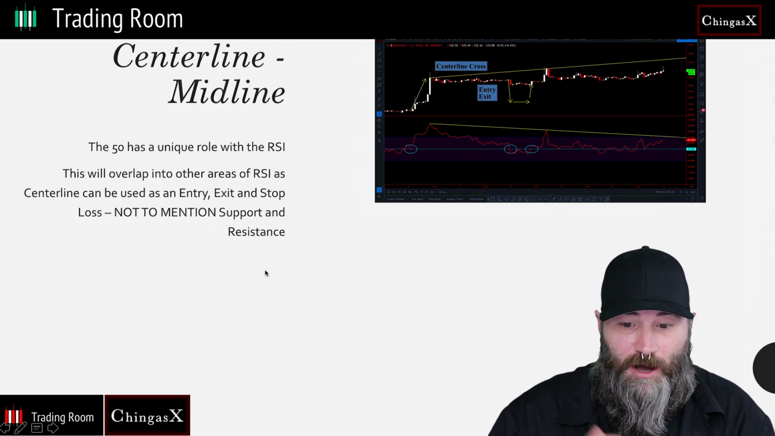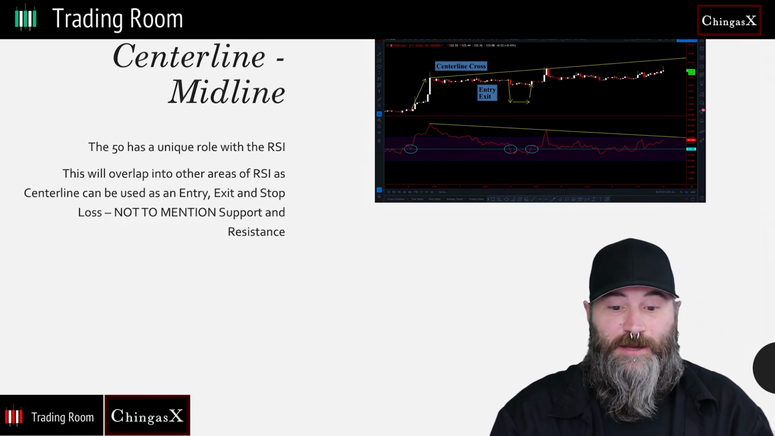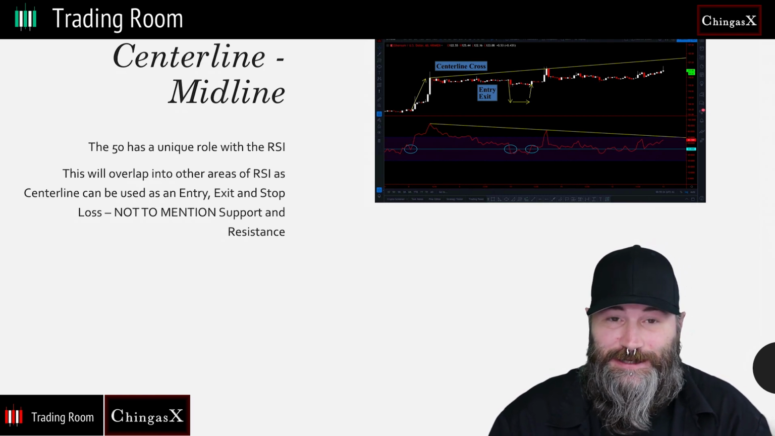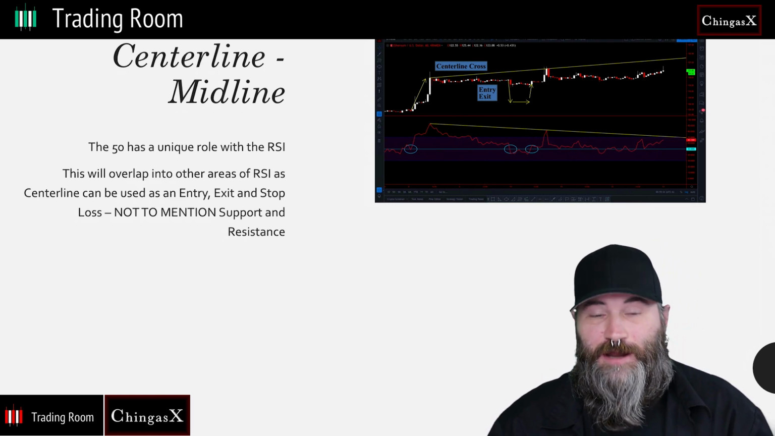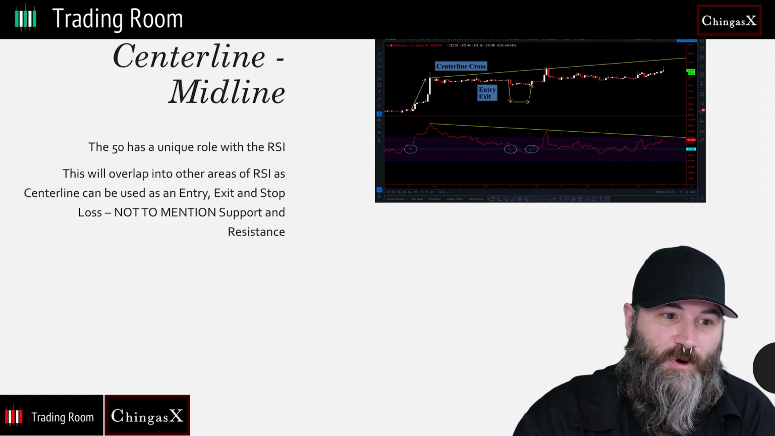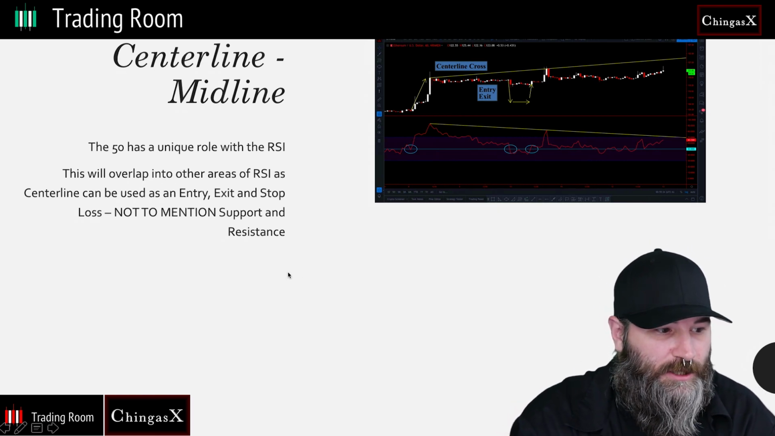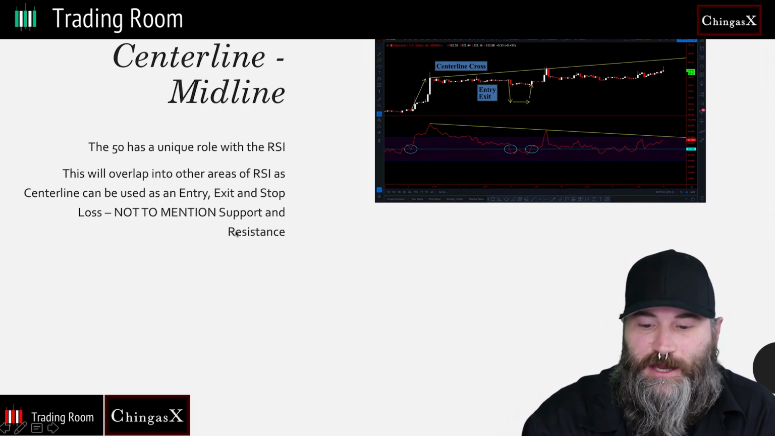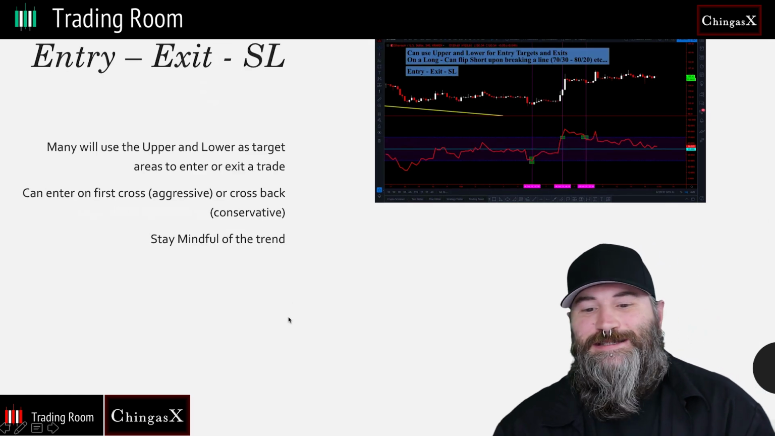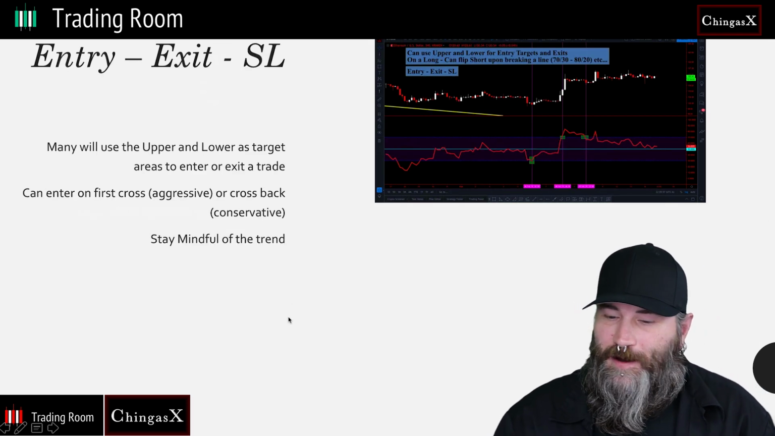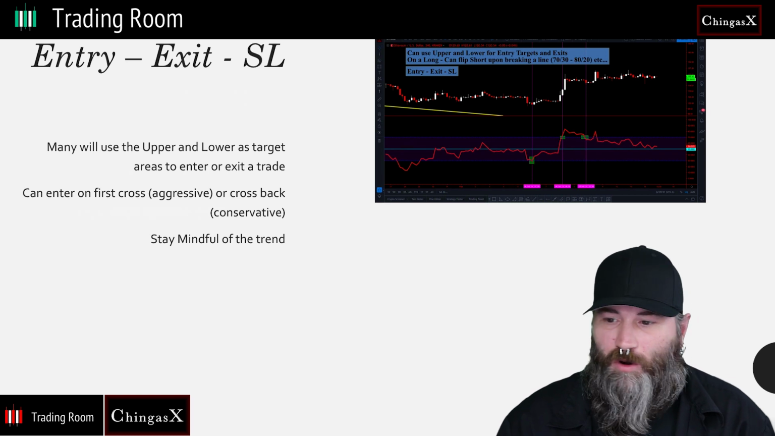It does overlap into other areas of RSI. Center line can be used as an entry and exit. It can be used as stops. Not to mention what we just talked about, support and resistance. So really cool stuff you could do just with center line. Entries, exits, and stop losses. I mean, you hear this all the time.